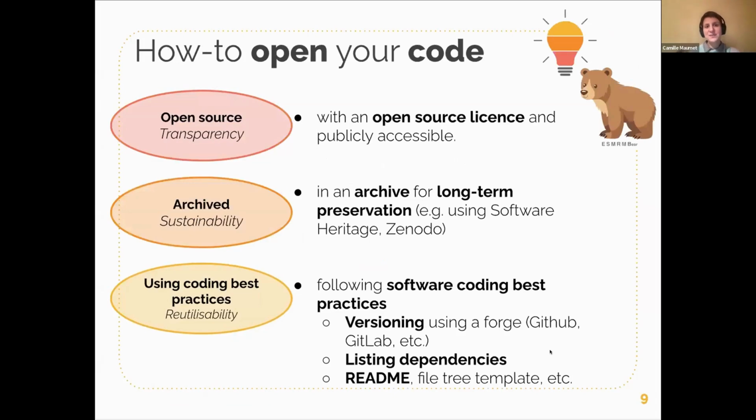So going back to these best practices for open code, trying to keep them as simple as possible. The first step is making the code open source, archive it for long-term preservation, and then using coding best practices. Of course, here you could go very far, but I think versioning, listing dependencies, and README are a good first step.